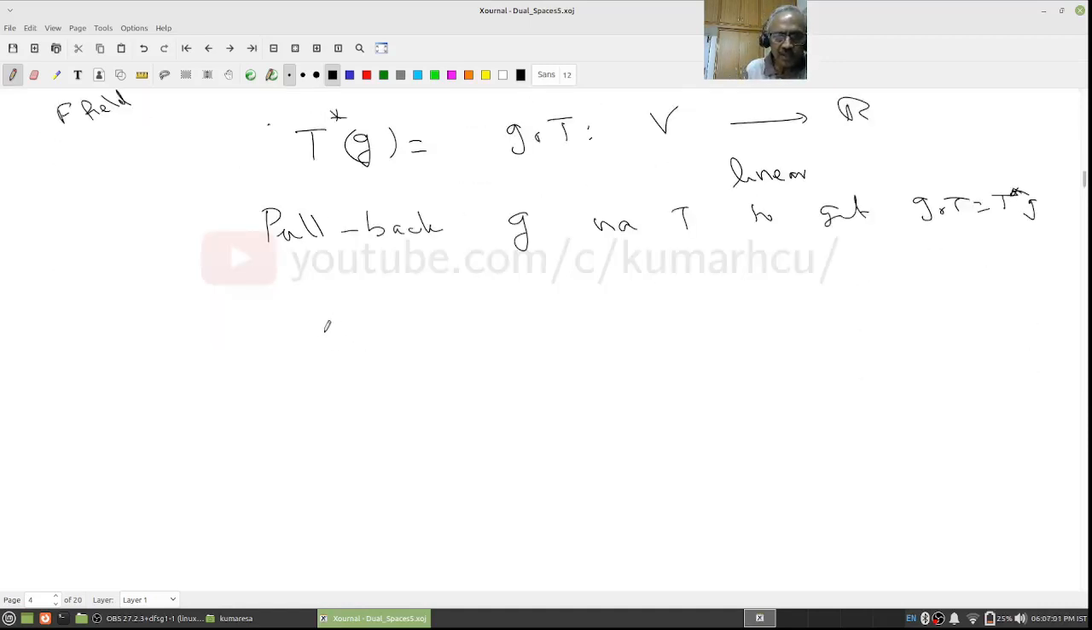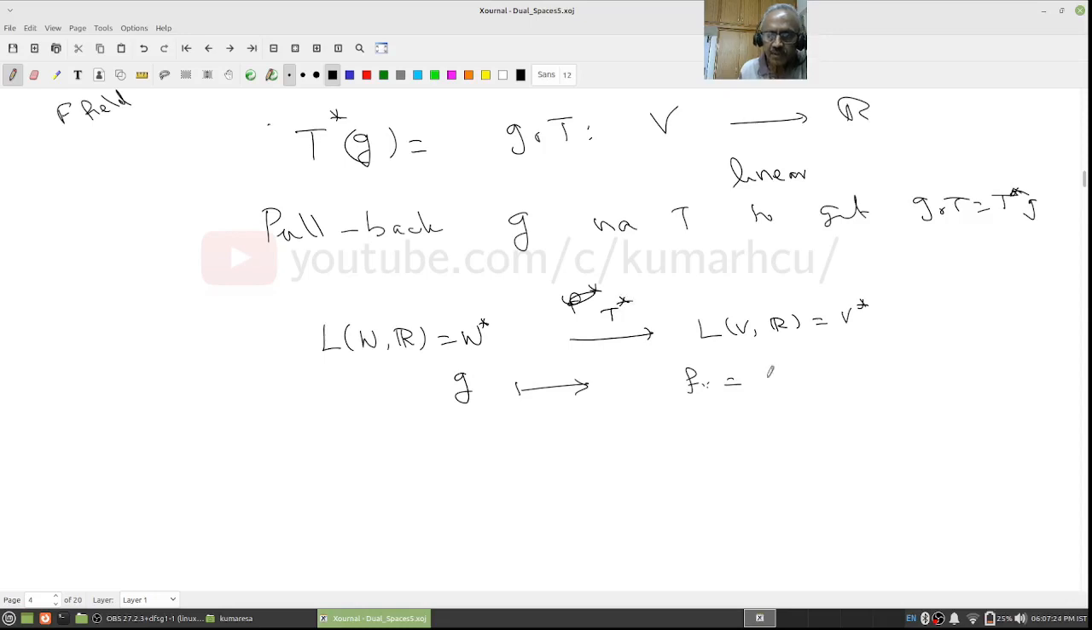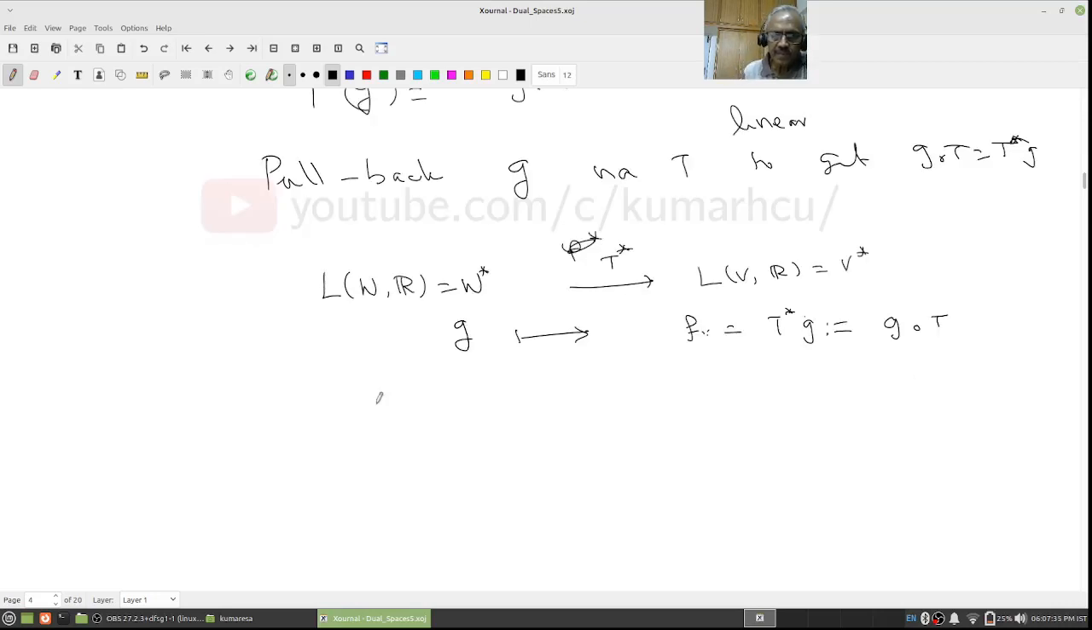So what do you think I have done? I am looking at all linear maps from W to R, which is nothing other than W star. I get a map to the linear maps from V to R, which is nothing other than V star, and that is my phi star. That is, give a g and I send it to f, where f is T star of g, which is by definition g composite T. So I have a map T star from W star to V star.